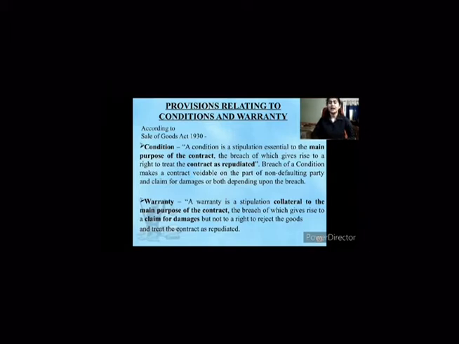Sale of Goods Act provisions relating to conditions and warranty. कंडीशन का मतलब होता है ऐसी शर्तें जो किसी गुड के मेन पर्पस के लिए एसेंशियल हो. जब इन शर्तों को तोड़ा जाता है तो जो बायर है वो उस कॉन्ट्रैक्ट को खत्म कर सकता है या फिर रिफंड की डिमांड कर सकता है.